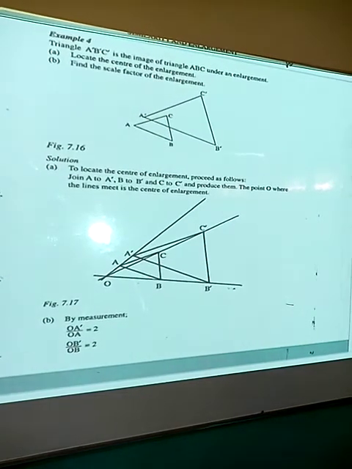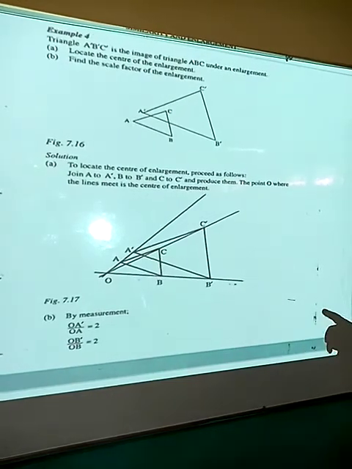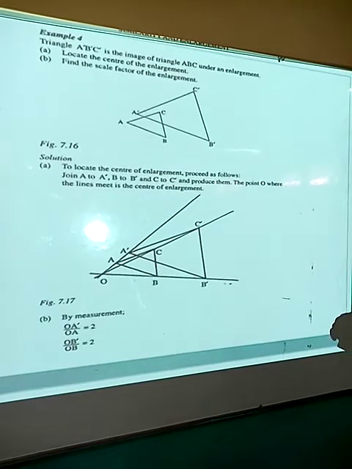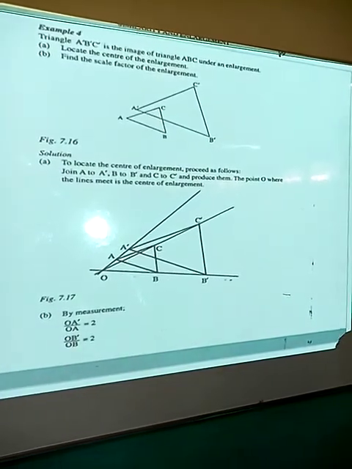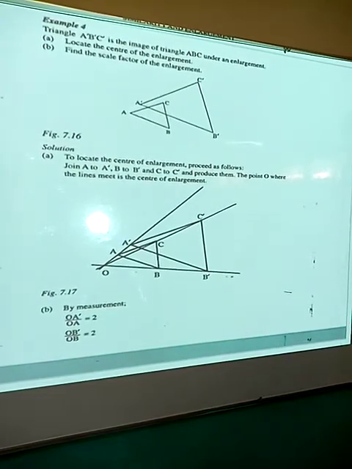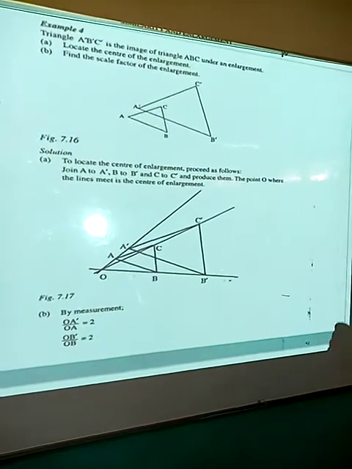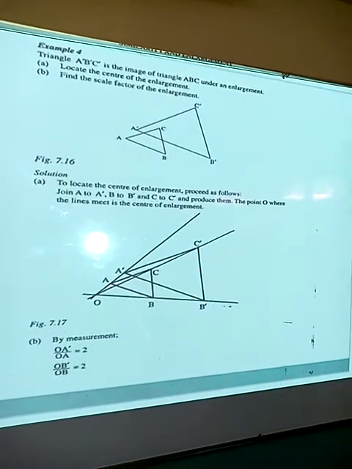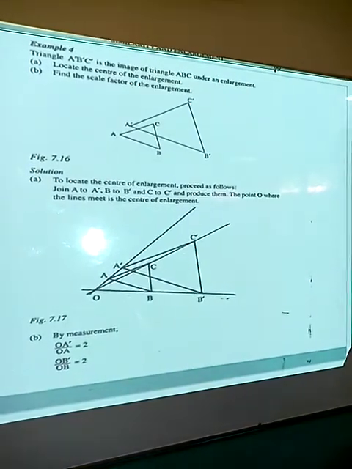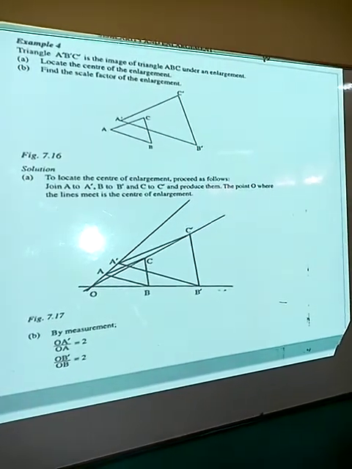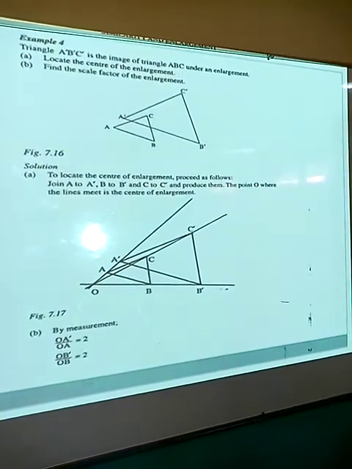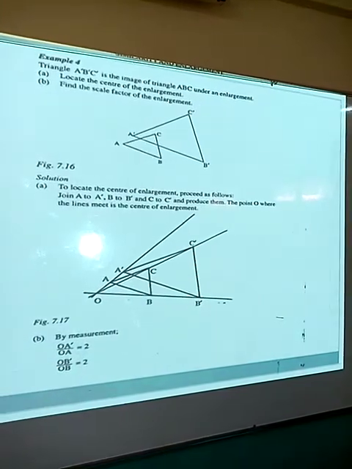By measurement, we can find that OA prime over OA is equal to 2. OB prime over OB is equal to 2. Similarly, OC prime over OC is equal to 2. Therefore, we can comfortably say that the scale factor of the enlargement is 2, and the center of enlargement is point O, where the lines from A prime to A to O, from B prime to B to O, and from C prime to C to O intersect at a point. That is the center of the enlargement, denoted by the letter O in the diagram shown there.